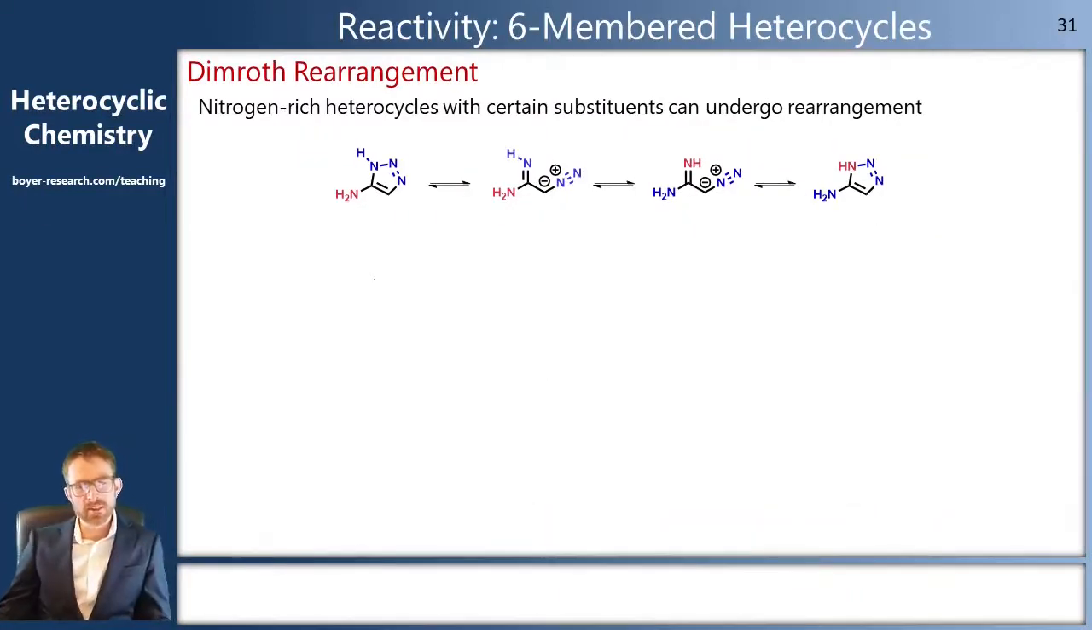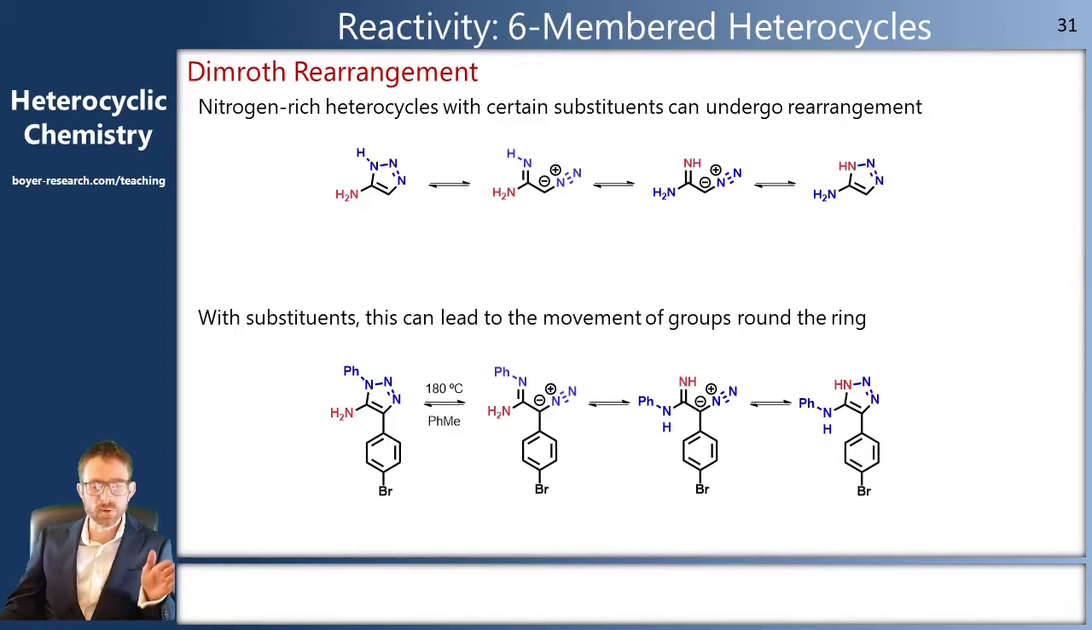An interesting property of nitrogen-rich heterocycles, especially triazoles with certain substituents around the ring, is their propensity to undergo rearrangement. You can see here by pushing the electrons around the ring, we can go from a ring-closed triazole form to a ring-opened diazo form. Now, because the bonds can rotate, in this process we can swap that nitrogen, which is in red, in and out of the ring. So this is known as the Dimroth rearrangement. And here we're just changing red for blue nitrogens.